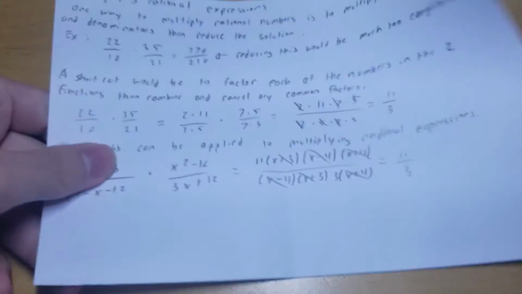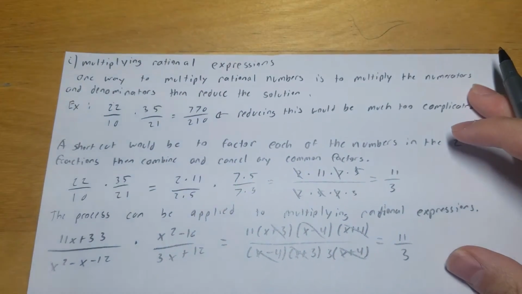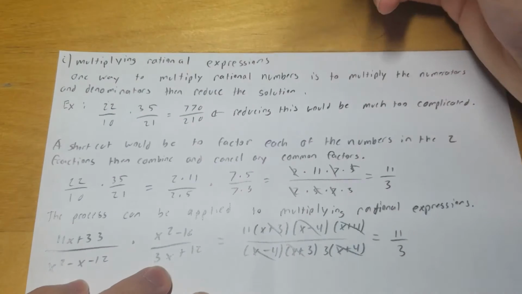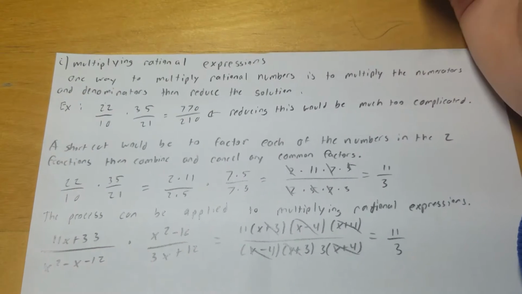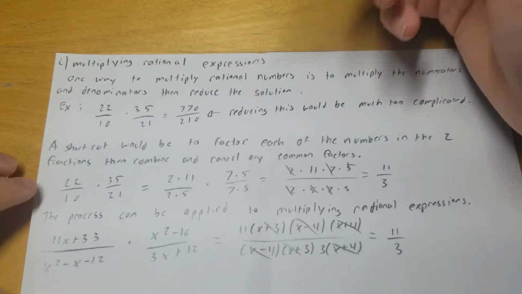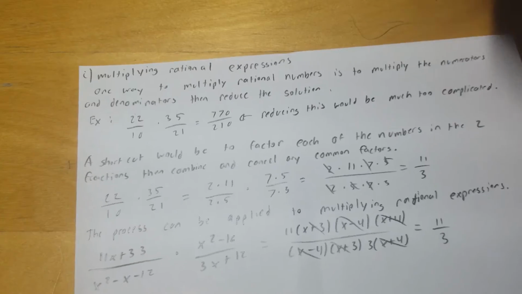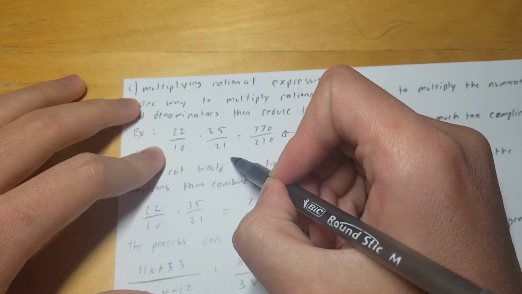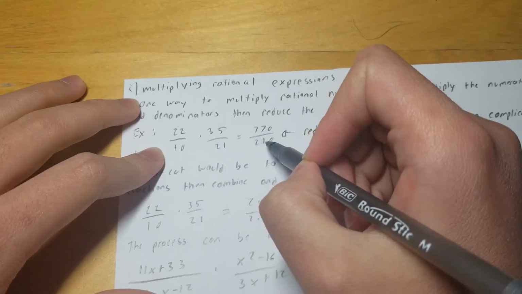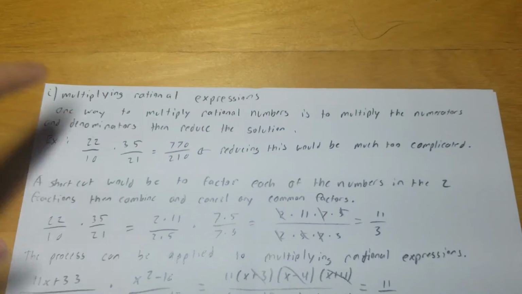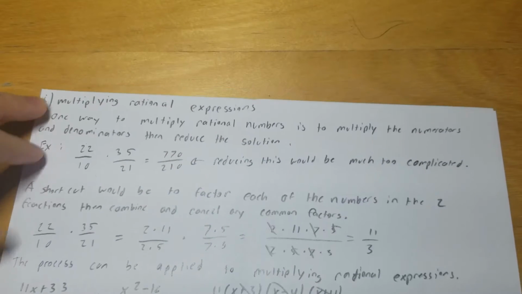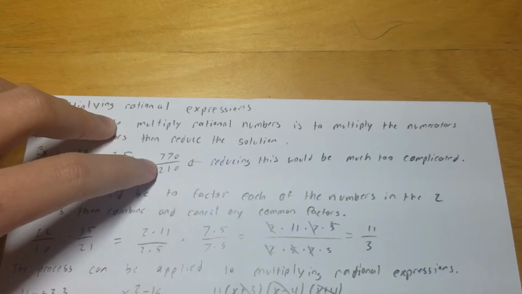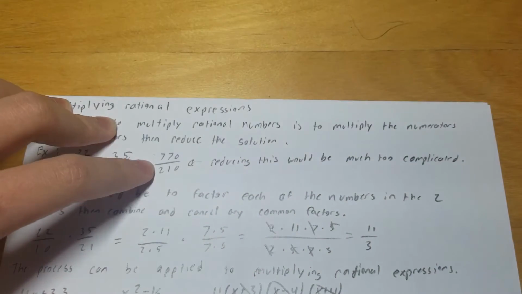We'll be learning how to multiply rational expressions. One way to multiply rational numbers is to multiply the numerators and denominators, then reduce the solution. For example, 22 over 10 times 35 over 21 equals 770 over 210. However, if you do it this way, some teachers may ask you to reduce it fully, and that can be a little complex.